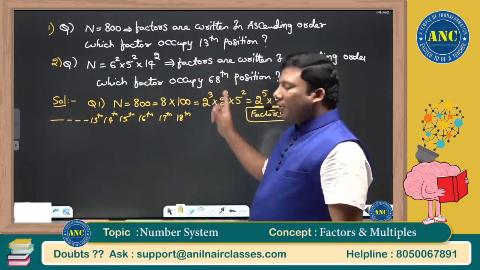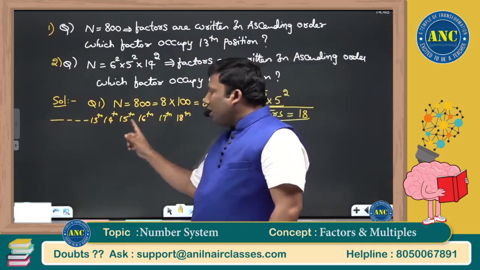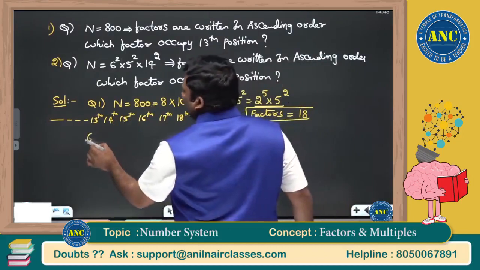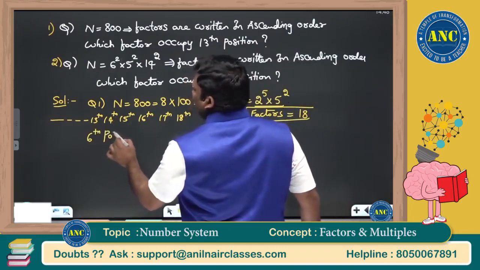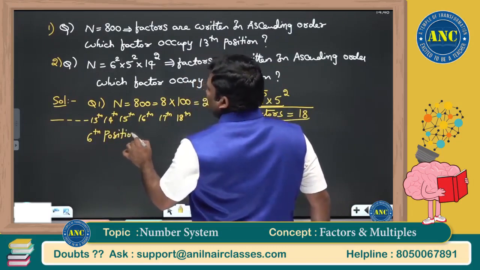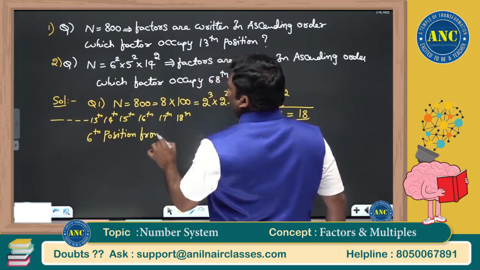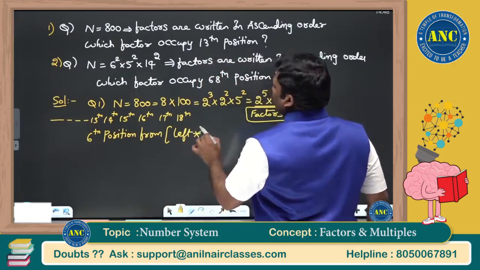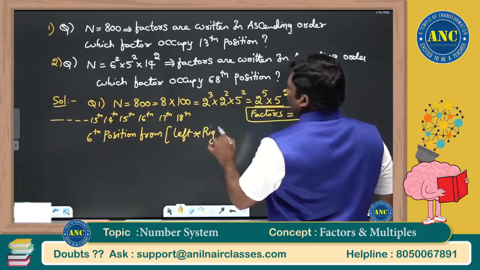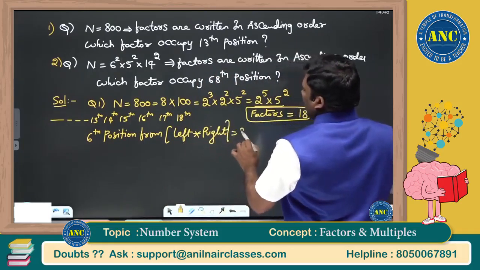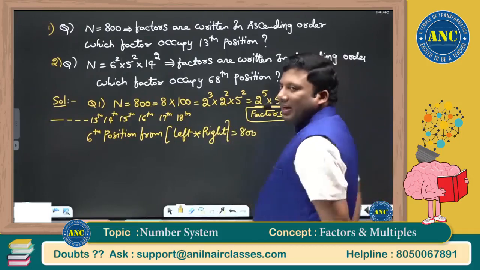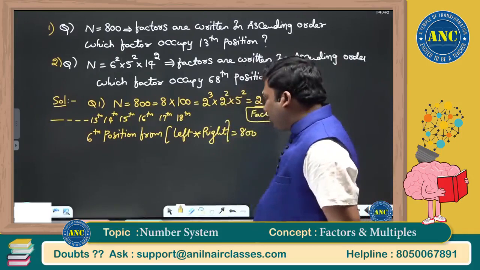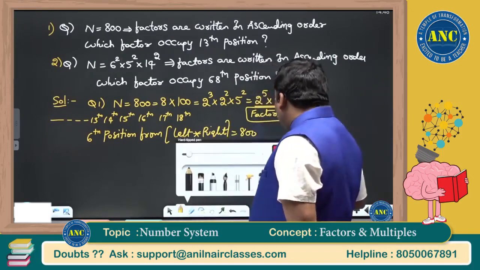Which factor occupies the 13th position? It is the 6th position from the right. That means what is the concept? 6th position from left into 6th position from right is equivalent to 800. I hope the idea is clear. It is the number itself.